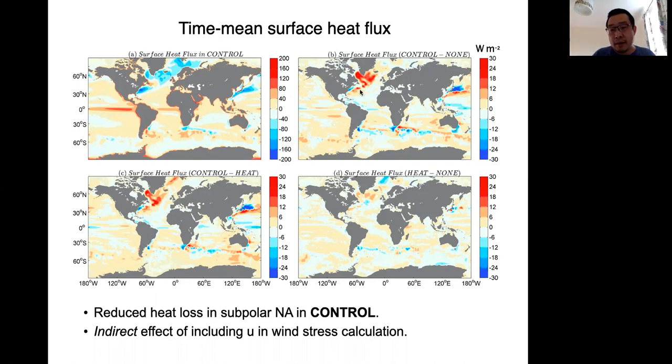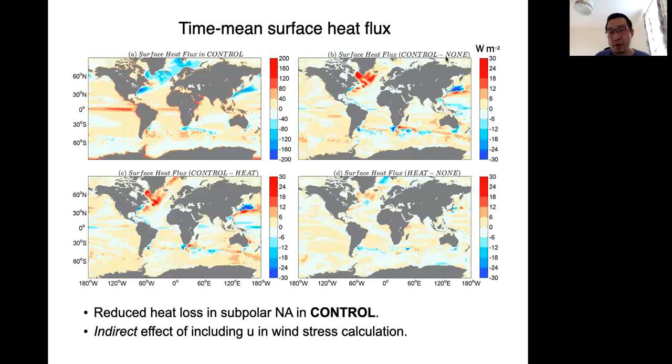Okay. And another, maybe even more pronounced feature is that we have a positive surface heat flux anomaly in the subpolar North Atlantic, because this is a region where the ocean, the model ocean, loses heat to the atmosphere. So a positive anomaly just means now in control, the model loses less heat.